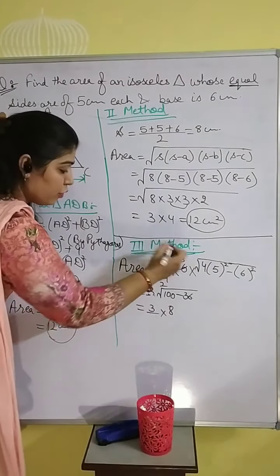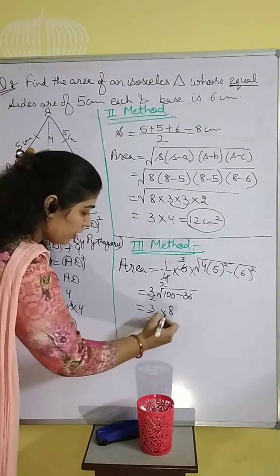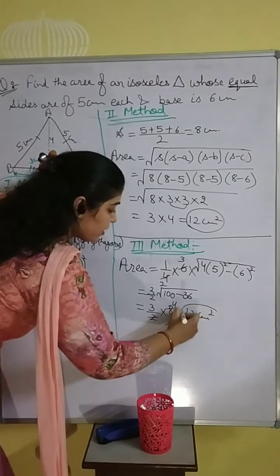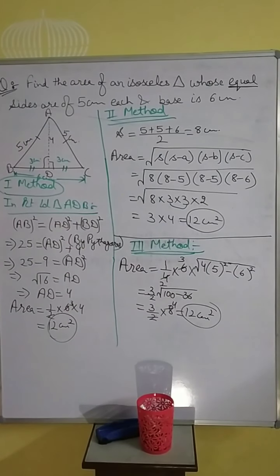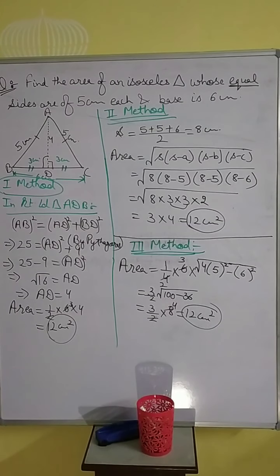Okay. 2 2s are 4, 2 3s are 6, it becomes 3/2. Here this comes 2 4s are 8. Now 3 into 4, 12 square centimeter. See, in all three methods the area of the triangle is the same. So the choice is yours. How you want to use it, how you want to find out the area of a triangle, that is your choice.